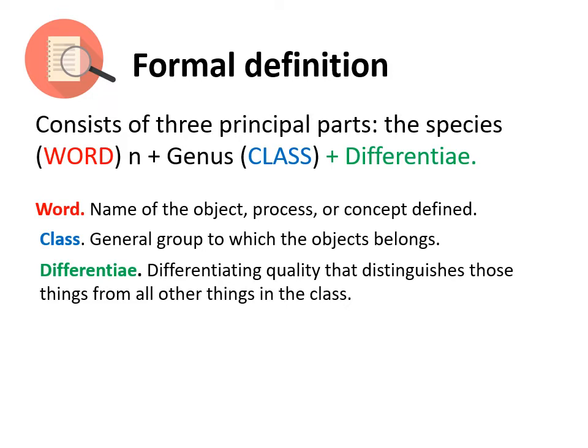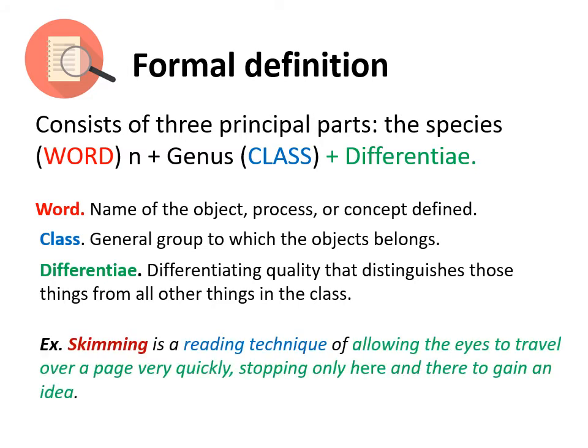To what specific class does the term belong? And how does that term differ from the other terms in the same class? Sample. Skimming is a reading technique of allowing the eyes to travel over a page very quickly, stopping only here and there to gain an idea. What's the word being defined? It's skimming. To what class does skimming belong? It is actually a reading technique. What makes skimming different from other reading techniques? It is different because only the eyes travel over a page very quickly, stopping only here and there to gain an idea.